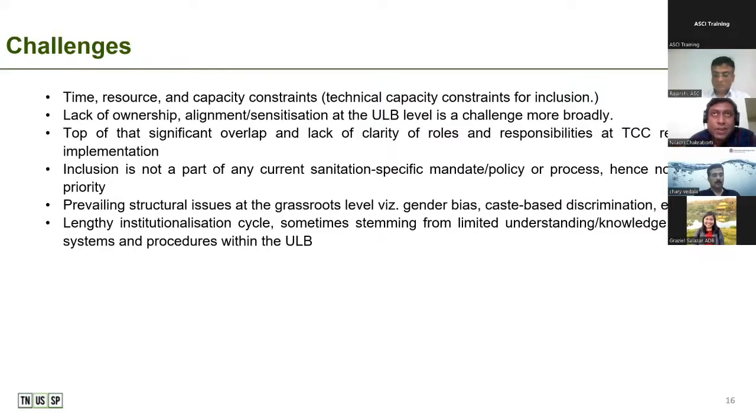And last but not least, even in CWIS, we learned again and again that the city level is very progressive and many things move very fast, but when it comes to endorsement and subsequent changes, the lengthy institutional cycle means it gets diluted and very much delayed. So these are some of the challenges we also faced while implementing. On this note, I'm ending this presentation here. Thank you very much.